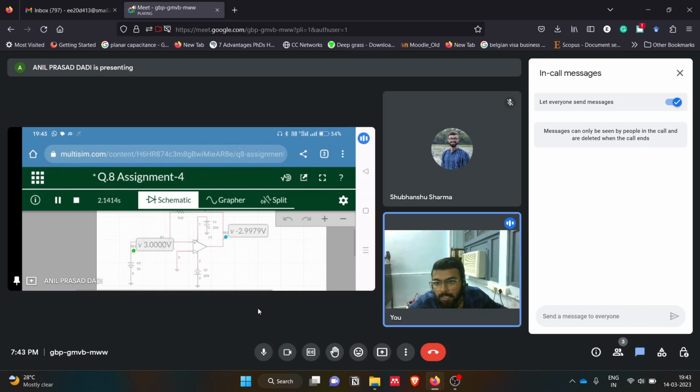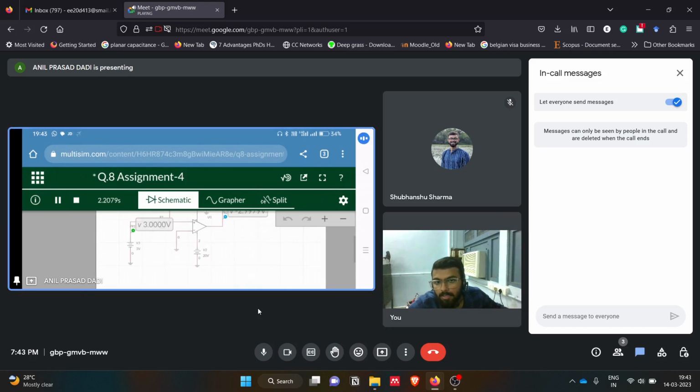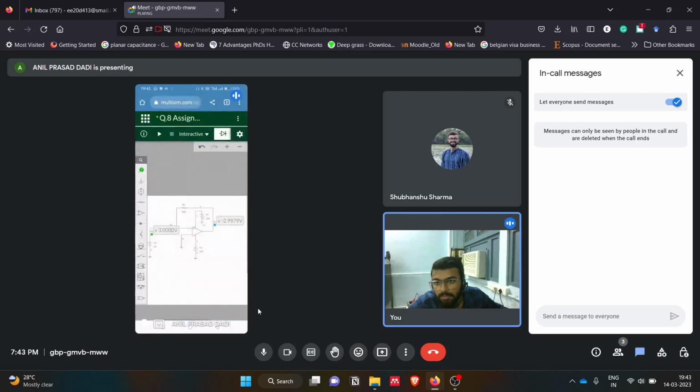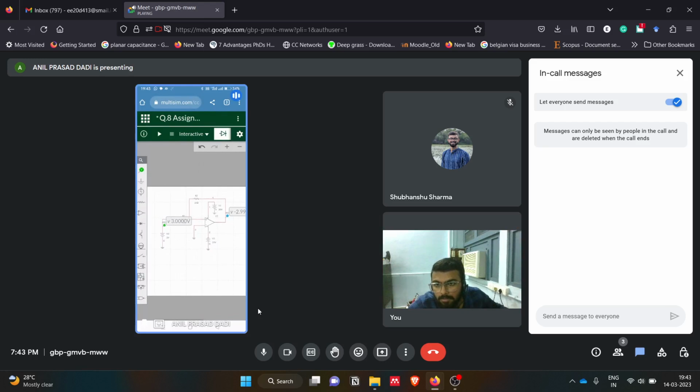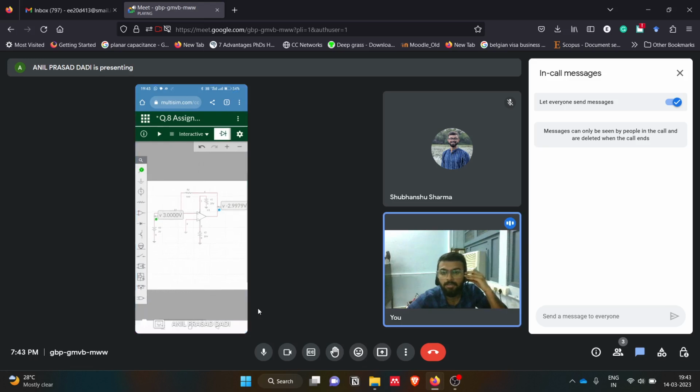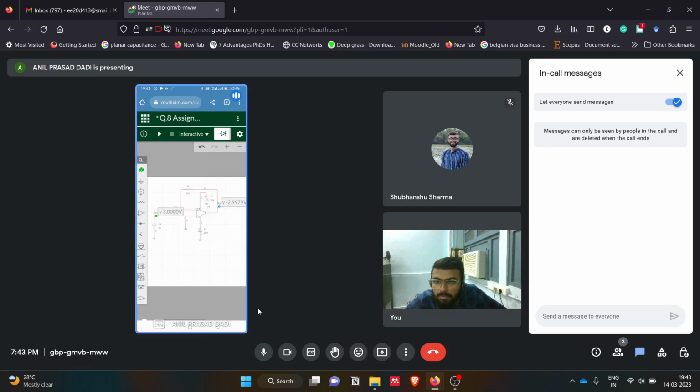Can you invert the terminals of the op-amp again? Invert the op-amp terminals, like plus to minus again, if possible. Yeah, I'll try, sir. Yeah, that's already been done, I am able to simulate this. So you want me to invert the plus and minus terminals. Yeah, that's all. I just want to see whether there is any glitch in the software, or how it should be.